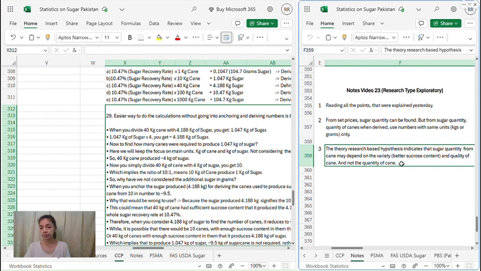The research-based theory hypothesis indicates the sugar quantity from cane may depend on the variety, better sucrose content, and quality of cane, and not the quantity of cane.